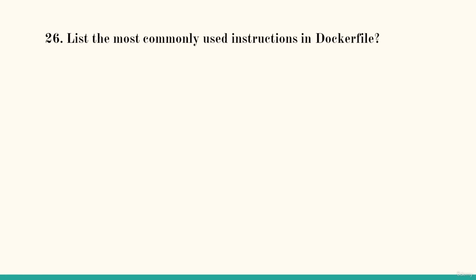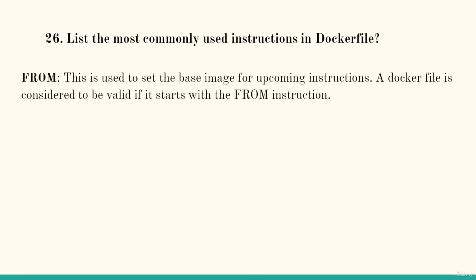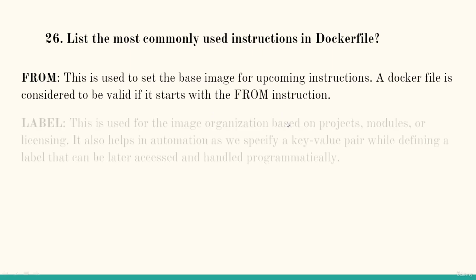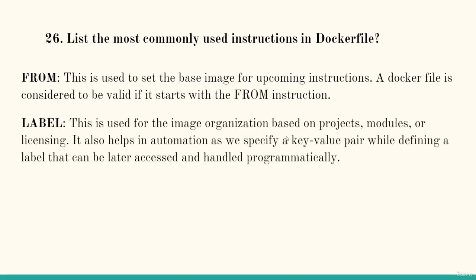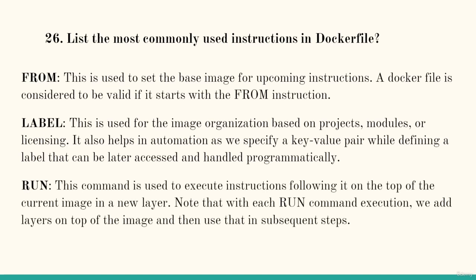List the most commonly used instructions in a Dockerfile. The FROM instruction is used to set the base image for upcoming instructions. A Dockerfile is considered to be valid if it starts with the FROM instruction. The LABEL instruction is used for image organization based on projects, modules, or licensing. It also helps in automation as we specify a key-value pair while defining a label that can be later accessed and handled programmatically. The RUN instruction is used to execute instructions on top of the current image in a new layer. Note that with each RUN command execution, we add layers on top of the image and then we use that in subsequent steps.